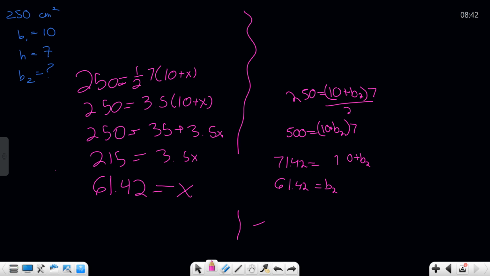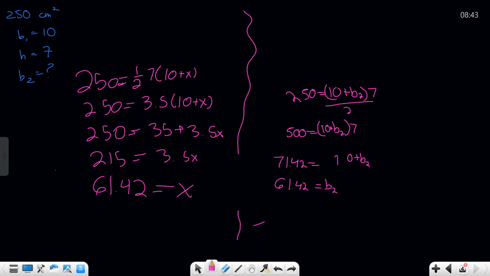So our son started by multiplying the 1/2 times the 7 to get 3.5. Then he distributed the 3.5 to the stuff in parentheses. Move the 35 to the other side, divided by 3.5. Done. Isabel multiplied both sides by 2 to get rid of the 1/2. Then divided by 7, and then subtracted 10. Same answer. Two different ways to solve the same problem.